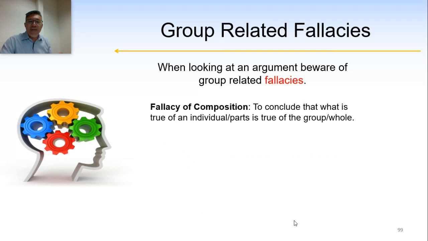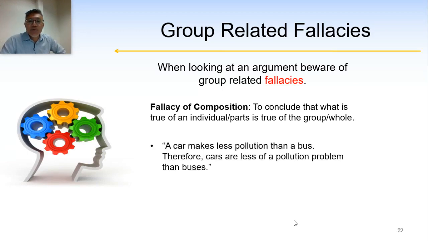Another fallacy is the fallacy of composition, and this is in reverse now. That is to conclude that what is true of the individual parts is true of the group. Just because some characteristic or trait is true of the individual parts doesn't mean that characteristic applies to the whole. So if I said to you, a car makes less pollution than a bus, therefore cars are less of a pollution problem than buses, I'm making this fallacy. And people make fallacies like this all the time, especially in politics when they're trying to support a certain viewpoint.